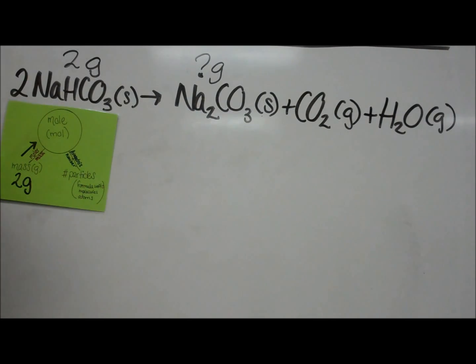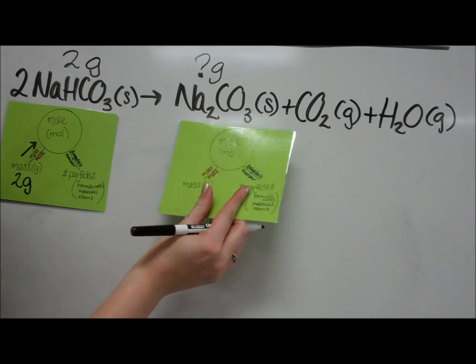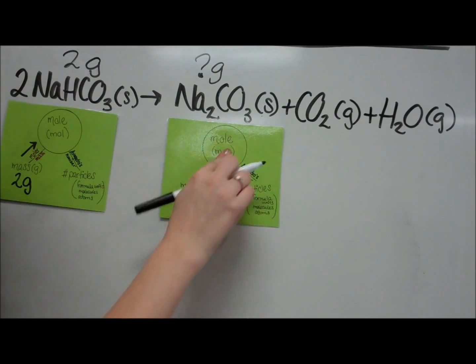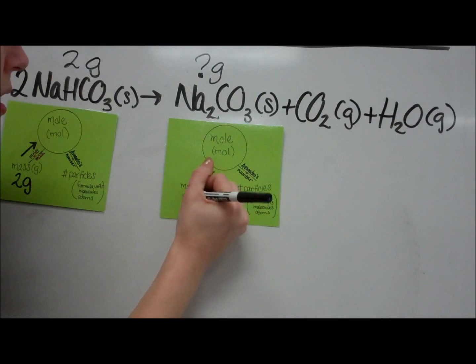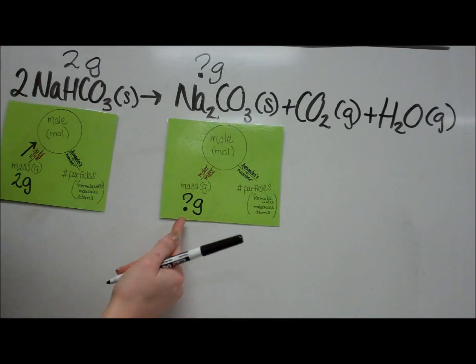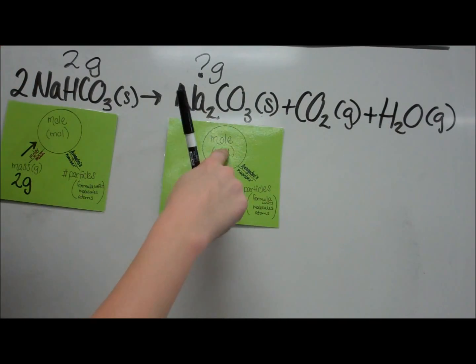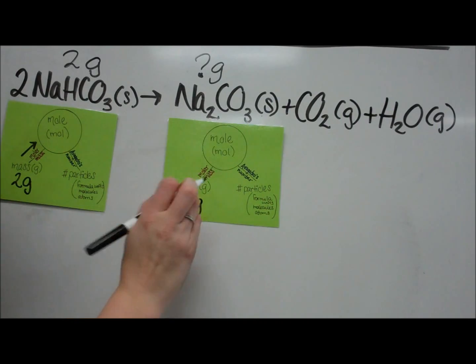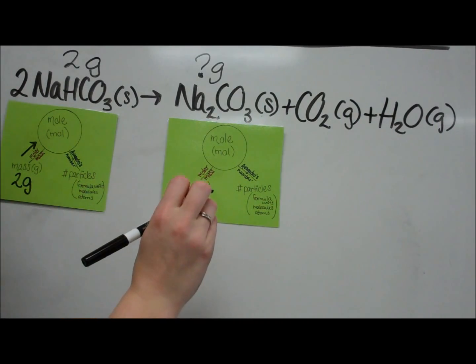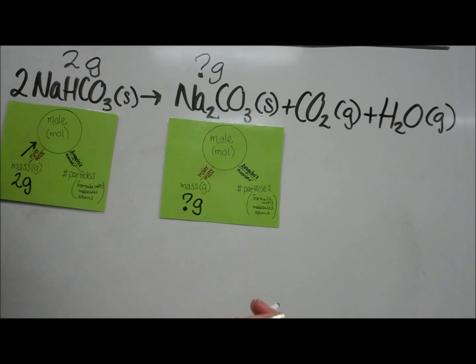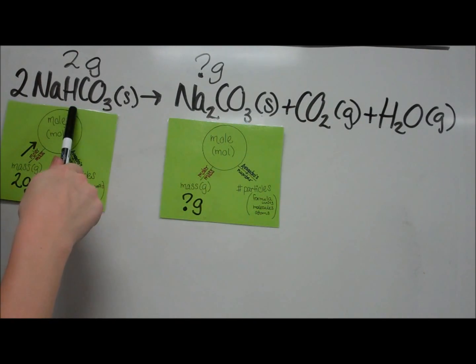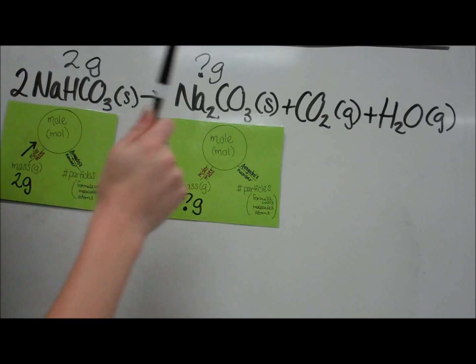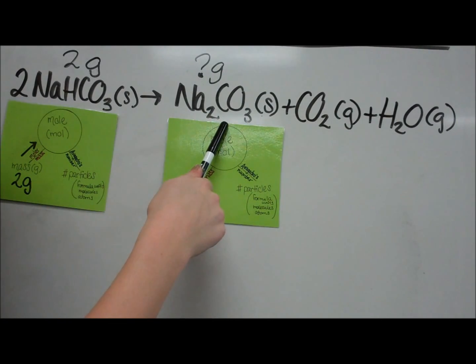Now we ask where we want to go to. Where we want to go to is grams of sodium carbonate. So over here on our mole map, we want to know how many grams of sodium carbonate. So to get from grams to moles, we're going to again use the molar mass over here. So now there's just one more question. How do we get from sodium hydrogen carbonate to sodium carbonate?